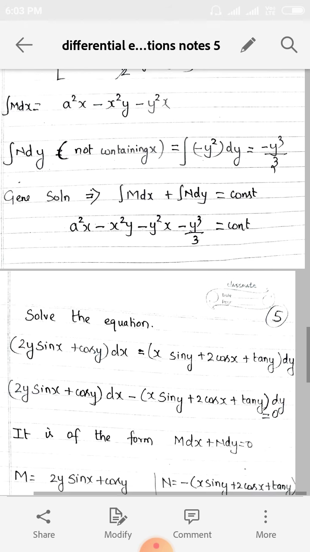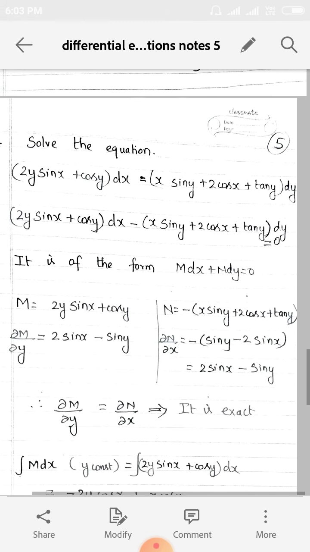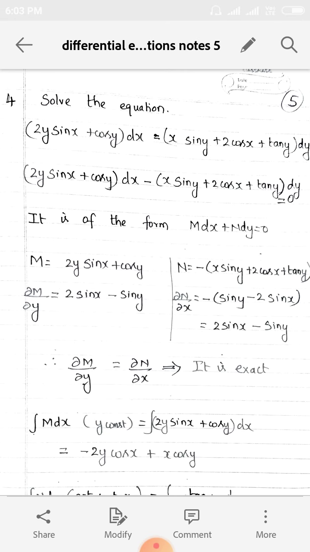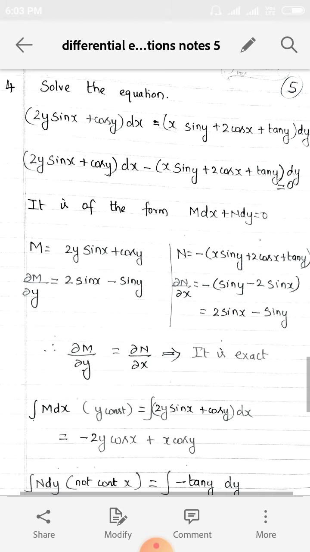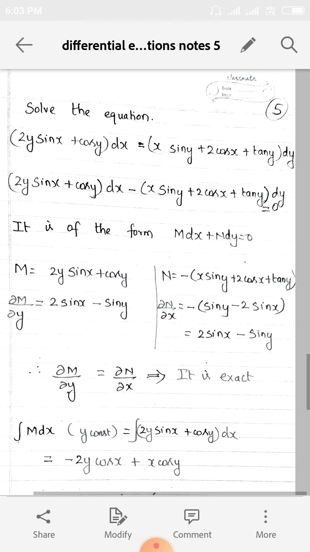The general solution is nothing but integral M dx plus integral N dy is equal to constant. Adding the two terms and equating to constant, we get the answer. Next sum, fourth sum, solve: (2y sin x plus cos y) dx is equal to (x sin y plus 2 cos x plus tan y) dy.